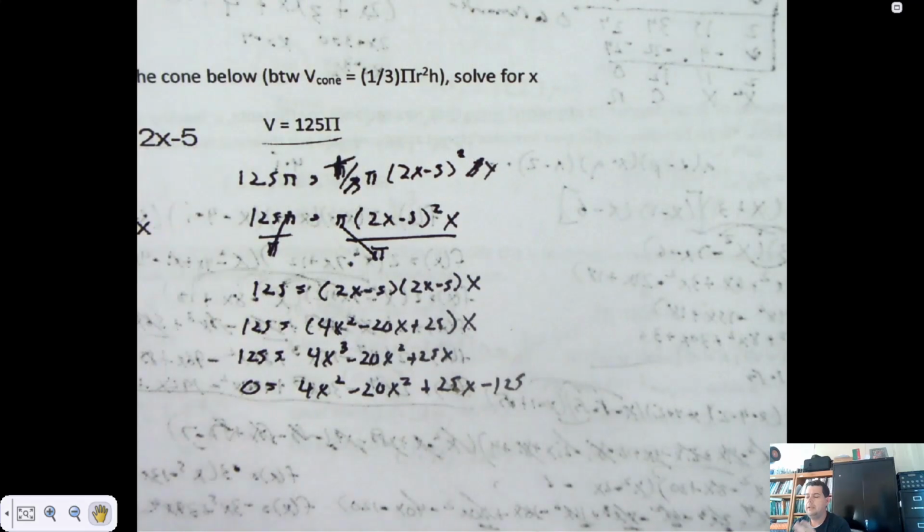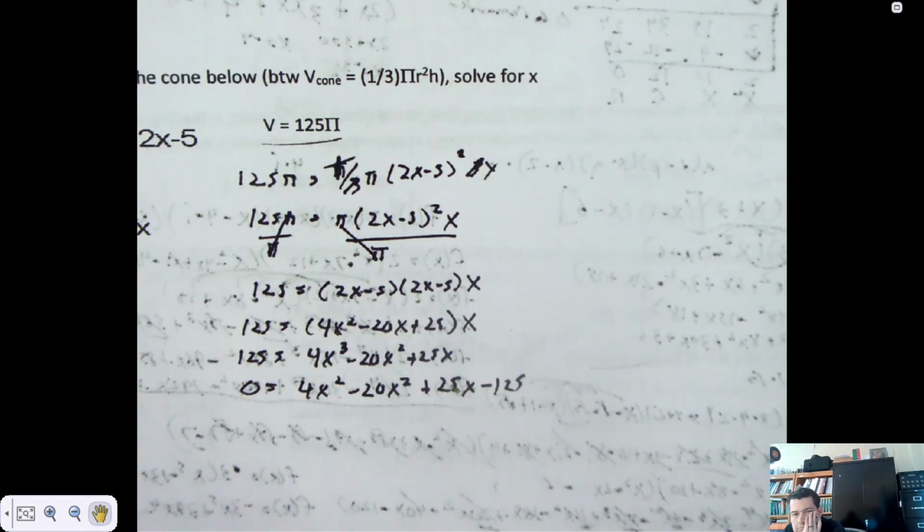It'd be nice if I made this problem to factor. And I believe I did. I wonder how long it took me to create this problem so it factored. I did this a long time ago. But I did, and it does factor.